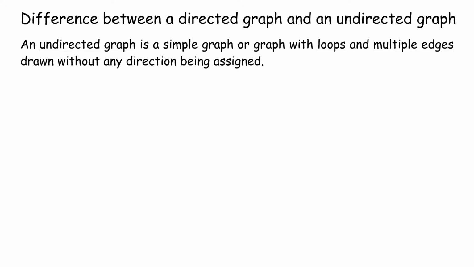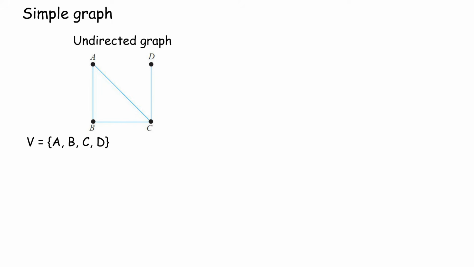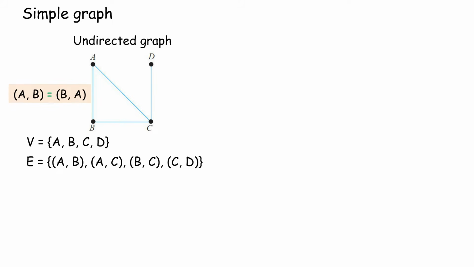An undirected graph is a simple graph, or a graph with loops and multiple edges, drawn without any direction being assigned. Simple graph, undirected graph. V equals {A, B, C, D}. E equals {AB, AC, BC, CD}. The order of the vertices written is not important. Both pairs of vertices, AB and BA, represent the edge AB.